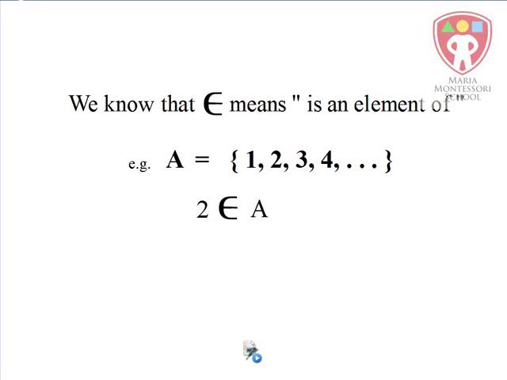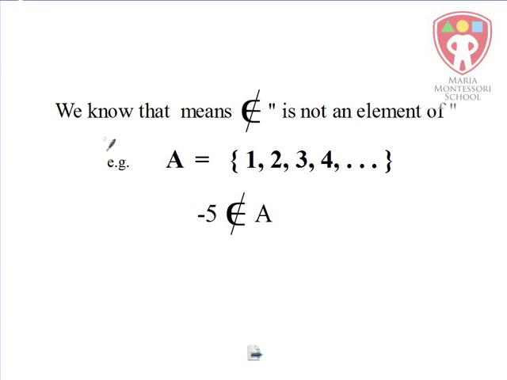We know that the symbol ∈ means "is an element of." For example, in set A, when you look at the elements of the set A, number 2 is an element of set A. We know that the crossed-out ∈ means "is not an element of." So in set A, when you look at the elements, you see that the number 5 is not an element of set A.